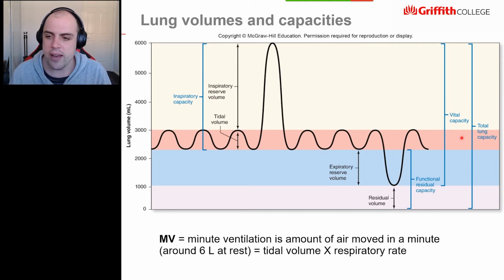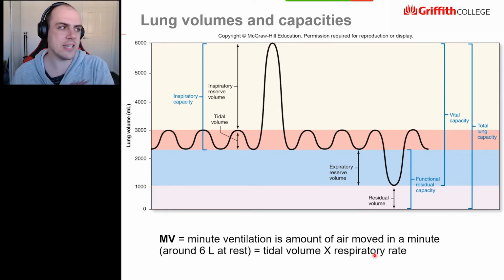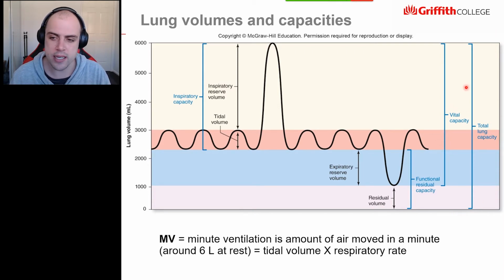Now, the last two, we have our vital capacity. Vital capacity is essentially I breathe in as much as I can, and then I exhale all of it. So it's a huge breath in and then a huge breath out. Okay? Basically showing the maximum amount of air that I can voluntarily push out and move. That's our vital capacity. The total lung capacity is our vital capacity, but also our residual volume, the remaining air in our lungs.